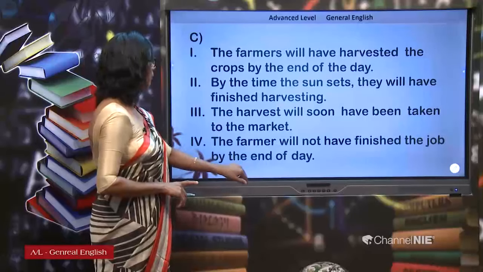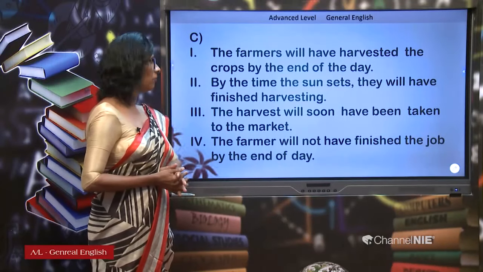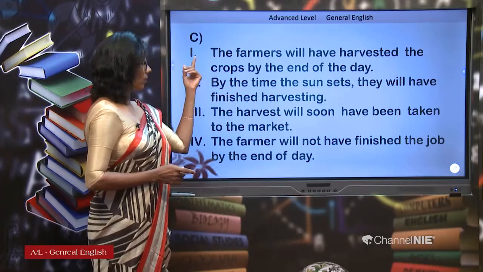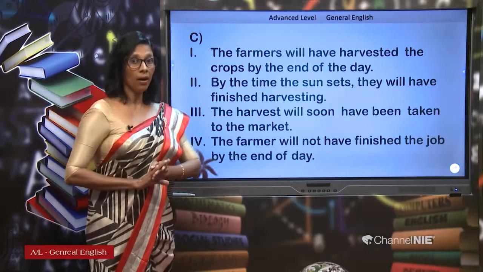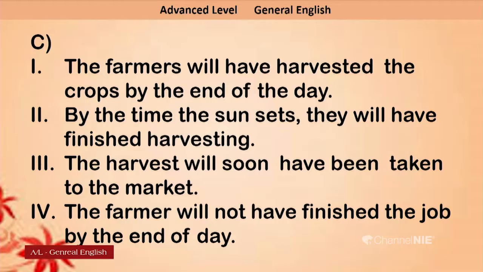Fine. The other one, number C, that was about farmers. Again, the farmers will have harvested the crops by the end of the day. By the end of the day. That is important. And future, specific time. By the time the sun sets, that means evening. By evening, they will have finished harvesting.